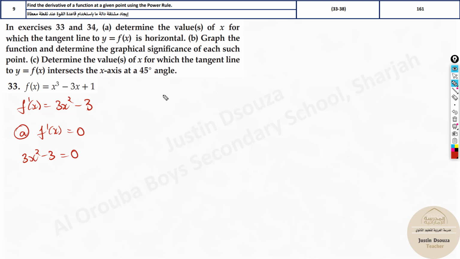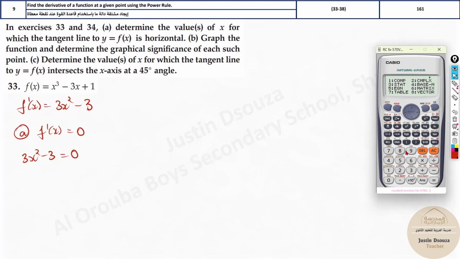You can solve it manually, but since you can use your calculator and save time, I'll use the calculator now. Go to mode 5, 3. This is quadratic. What is before x squared? It's 3. Then we have no value for x, so it's 0. And lastly, we have minus 3. So what are the x values? It's 1 and minus 1. So the x values over here would be 1 and minus 1.